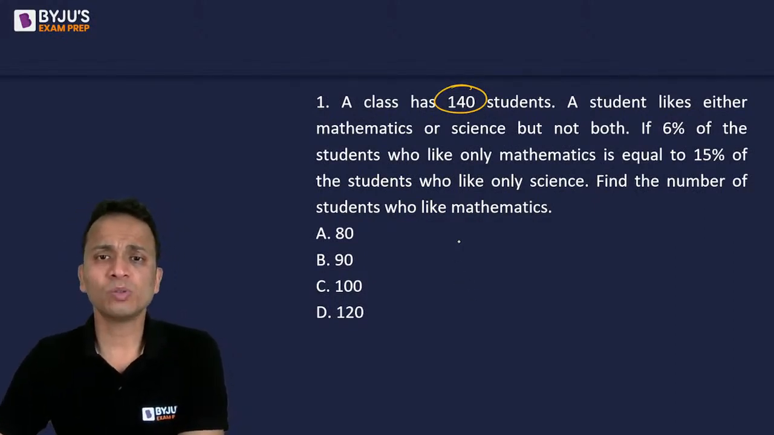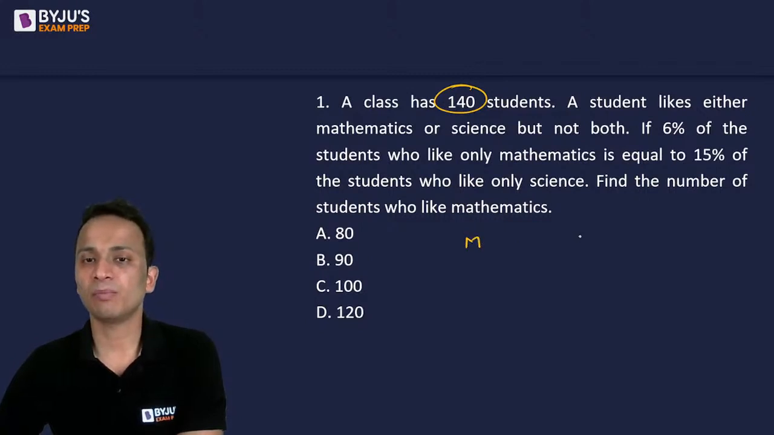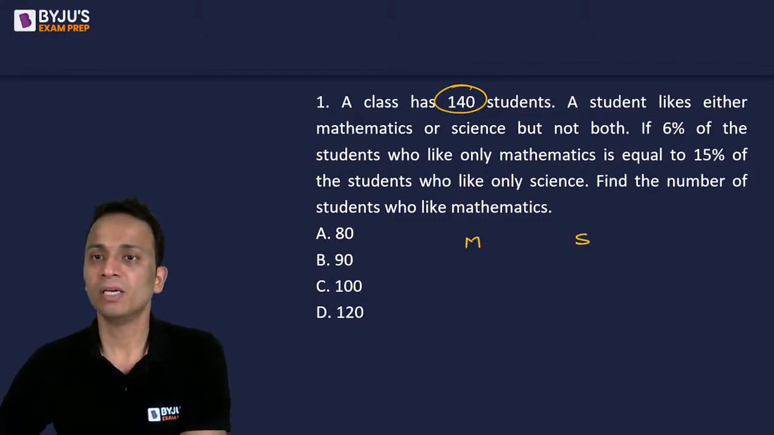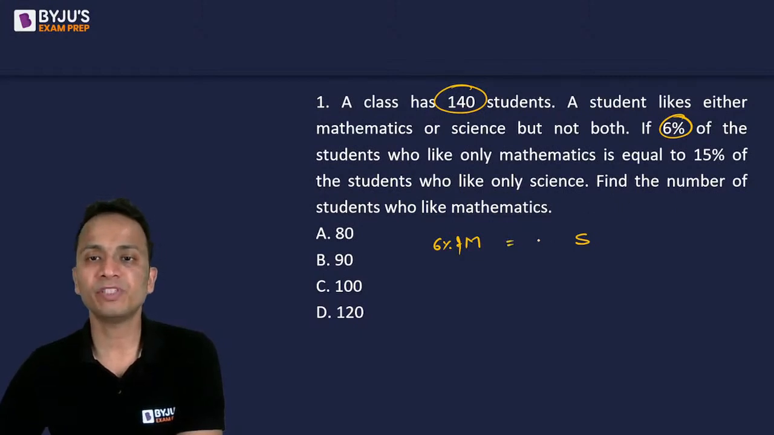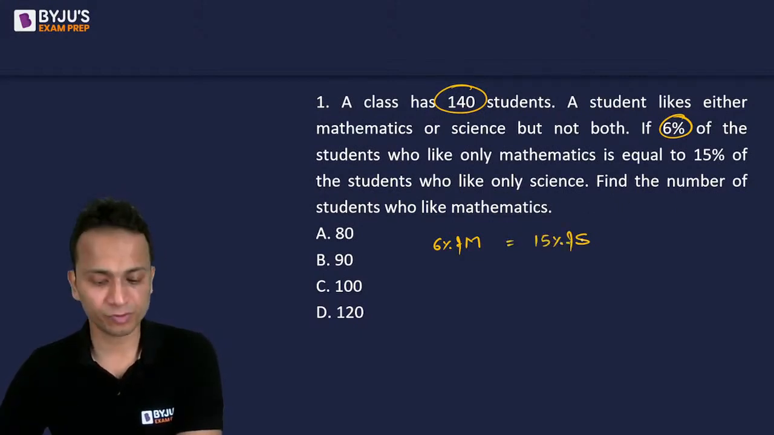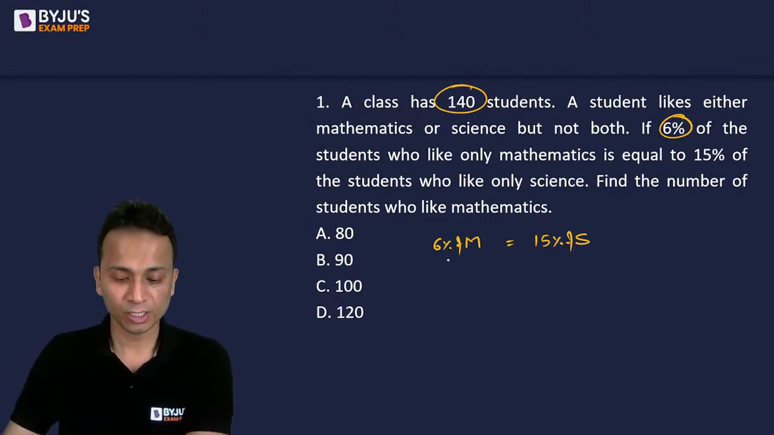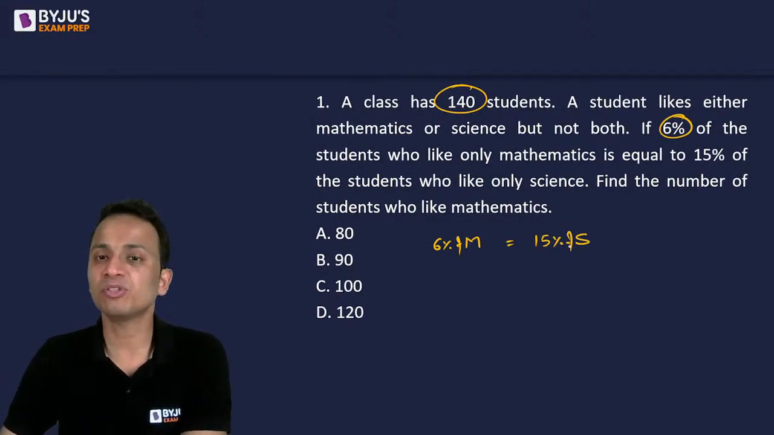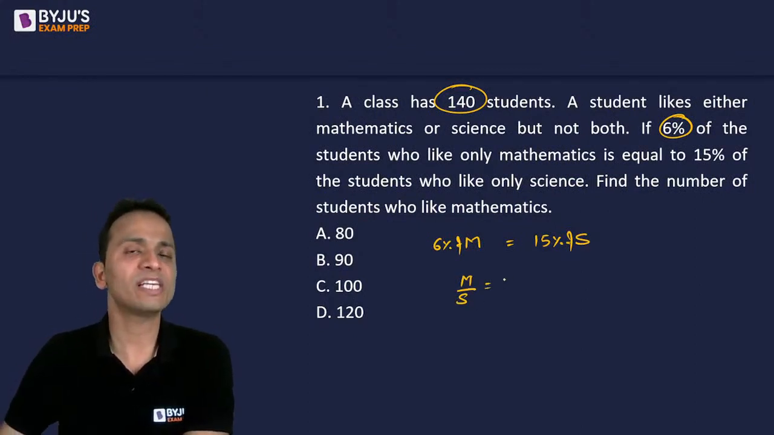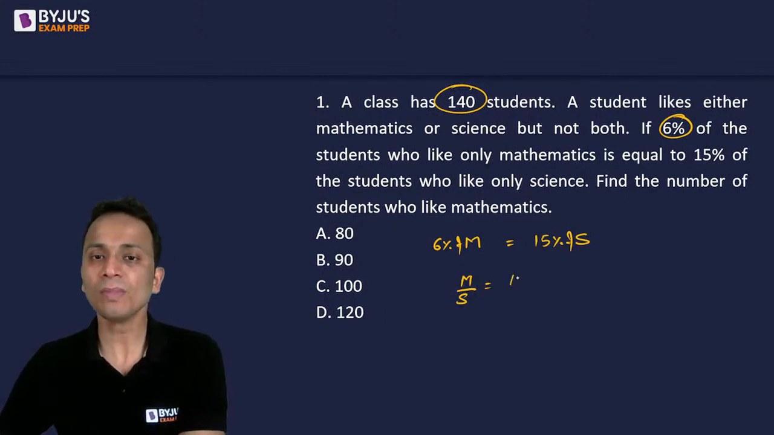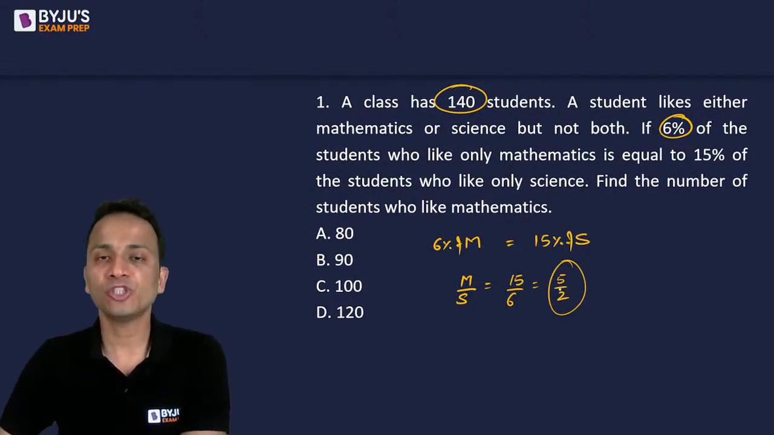Now, let's say the number of students who like maths is M and the number of students who like science is S. If 6% of the students who like only mathematics, so 6% of M, is equal to 15% of the students who like science. Fine. So 6% of M is equal to 15% of S. So from here, I can find out the ratio of the number of students who like maths and science respectively. It will come out to be 15 upon 6, and that is 5 upon 2, right? Now the total number of students are divided in the ratio 5:2.